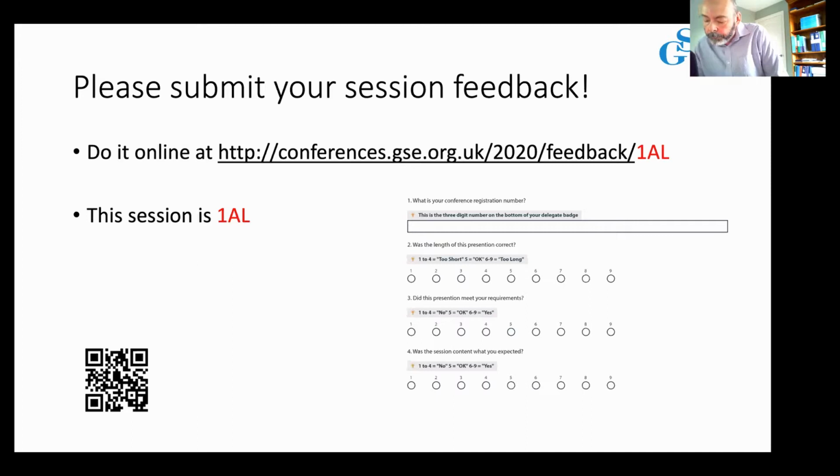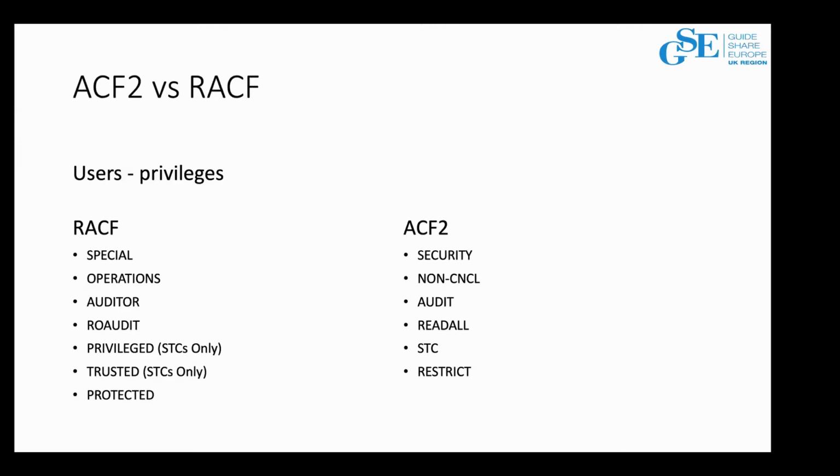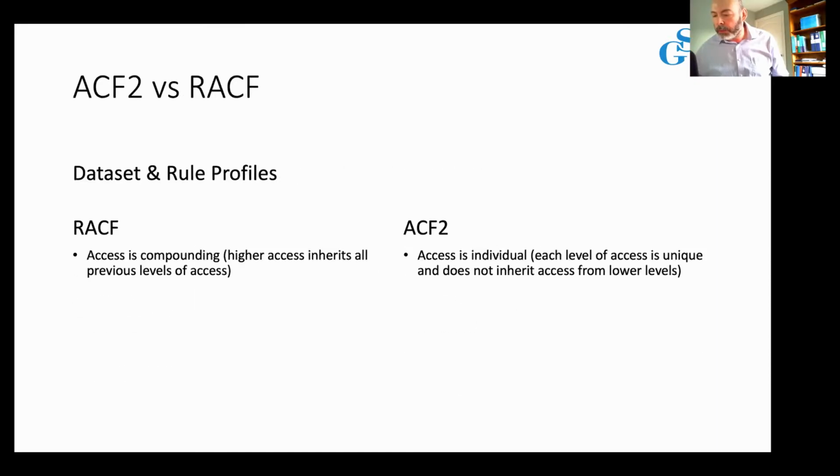IBM has a recommendation to be extremely careful to whom you give special and auditor privileges at the same time, because they have unrestricted access to the system, if I remember correctly. Yes, basically they're the god of the mainframe, if you want to put it like this. In ACF2, is there this sort of combination, like security and read all or something like that, that we should be aware of?